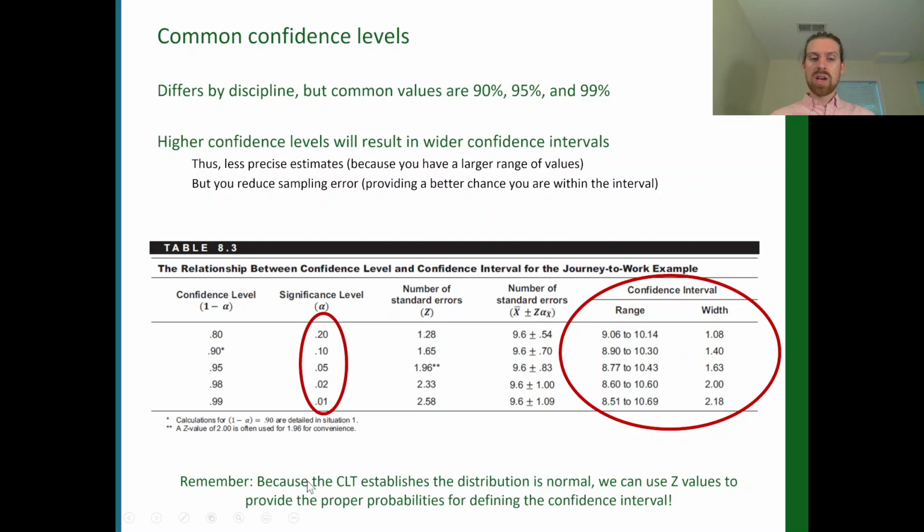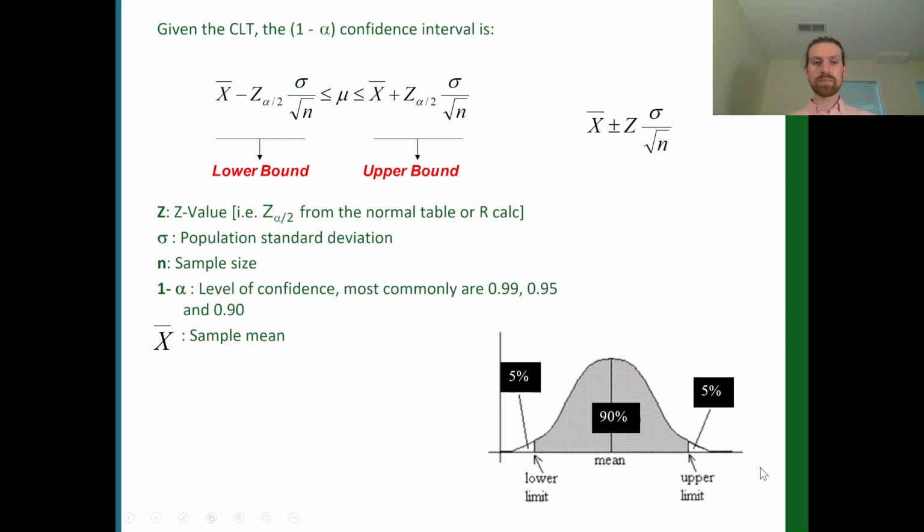Okay, and thankfully we're able to do this because of the central limit theorem. So the distribution being normal, and therefore we can use z values to provide the probabilities that we need for defining the confidence interval. So this looks big and scary. Just bear with me here. It's actually very simple. It's basically just this equation flipped around depending on whether we're focusing on the lower bound or the upper bound.